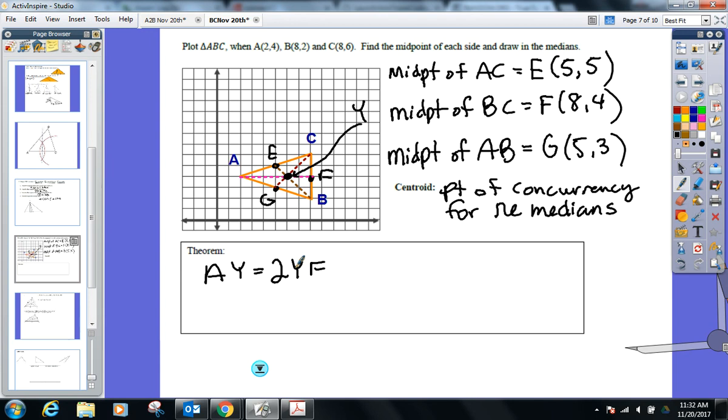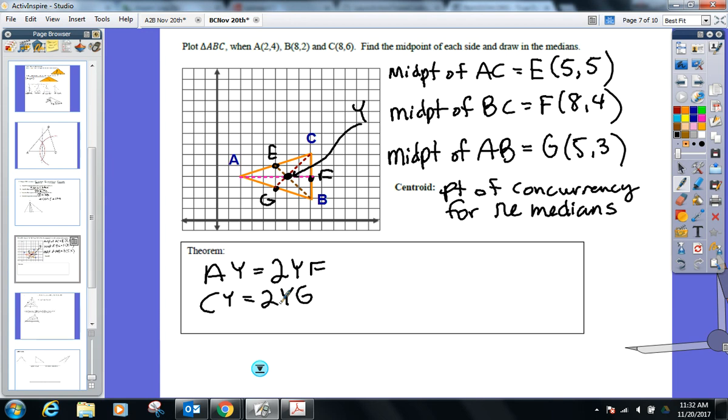Name me another median up here. CG, you got it. And it's broken up into what? CY and YG. What's the relationship? They're not equal, but CY is twice the length of YG. Can you come up with the other one for the other median? We have not spoken about EB yet.